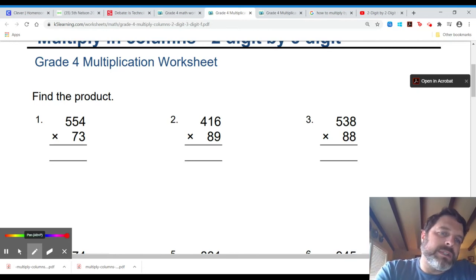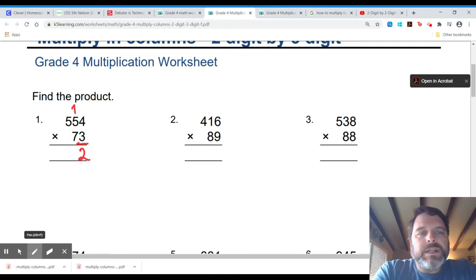So the first thing I'm gonna do is multiply by 3. I'm gonna do 3 times 4, and 3 times 4 is 12. I'm gonna carry the 1. Now, the 1 represents a 10, so I'm putting it over 5 because that's a 10. Now, 5 is a 50. Now I'm doing 3 times 5.